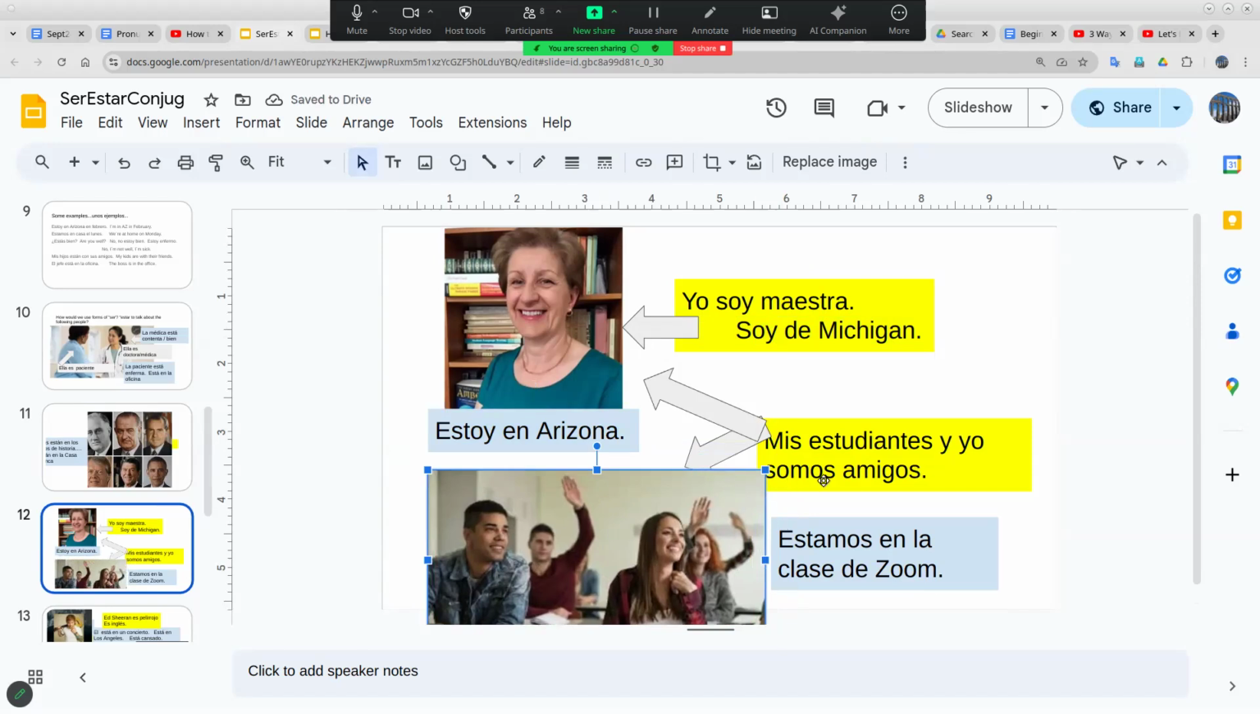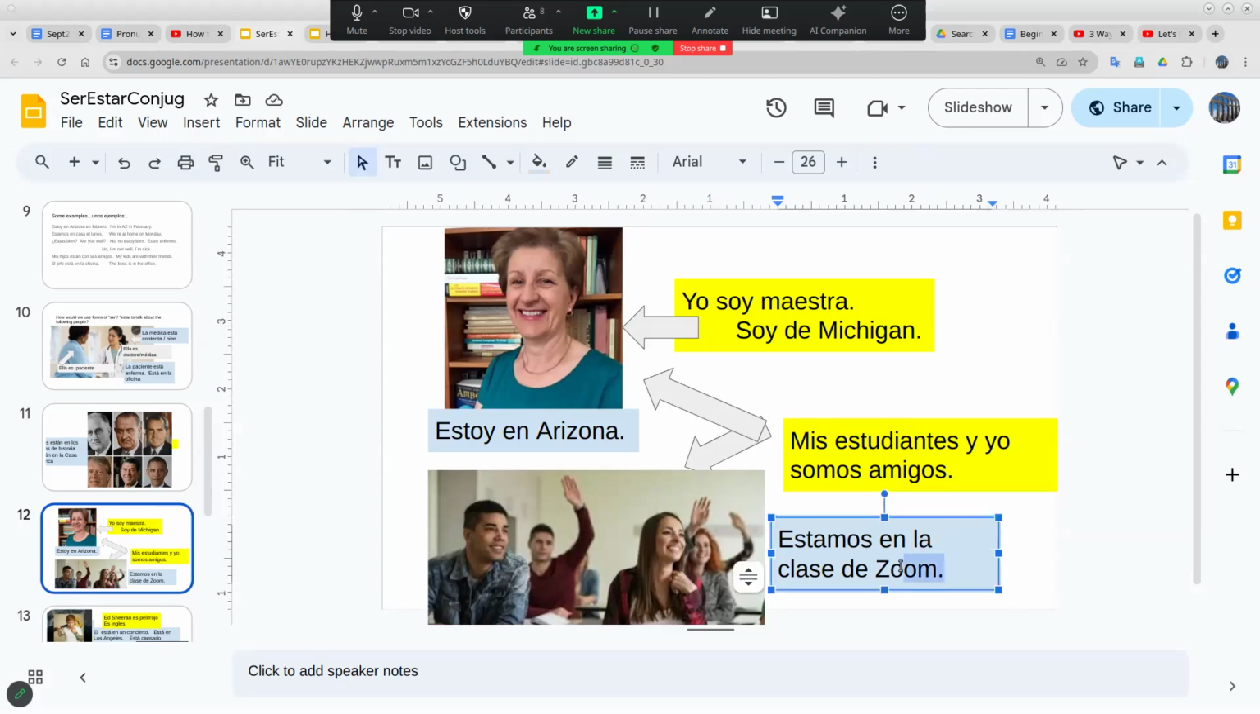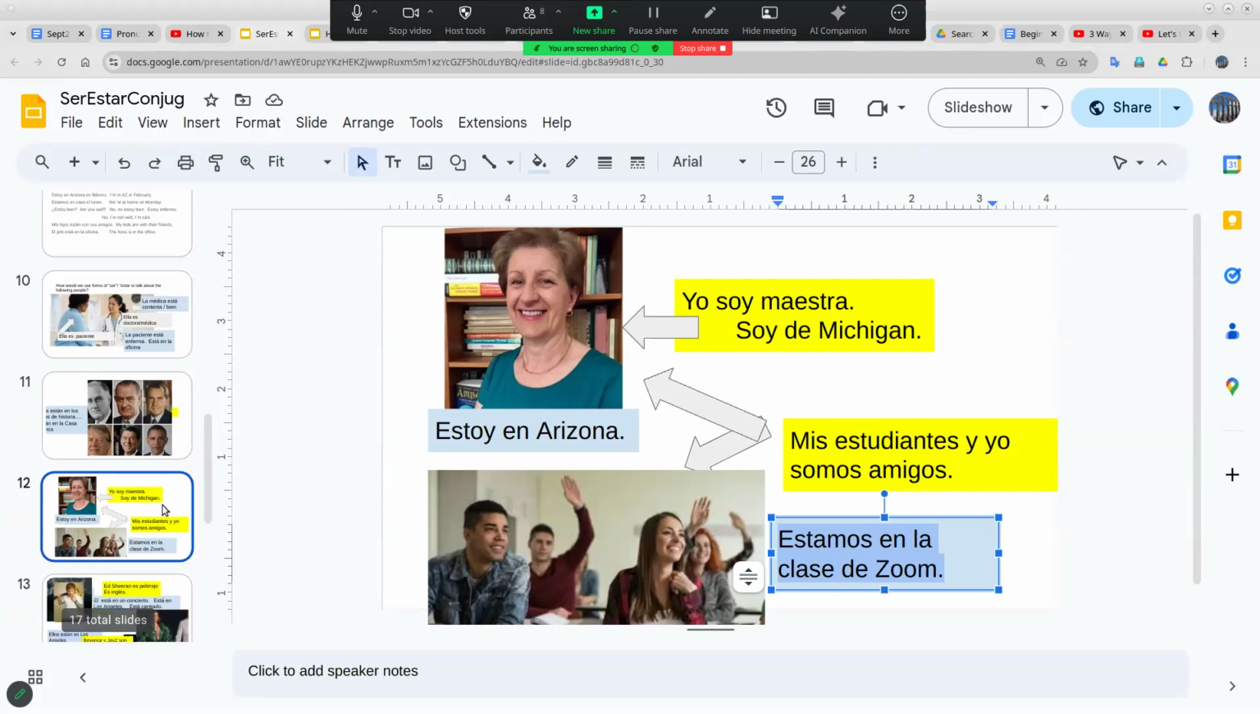And if we're talking about context, I'm going to move my box over a little bit. Mis estudiantes, if I'm talking about more than one student, mis estudiantes y yo, I'm putting myself in with my students, somos amigos. My students and I are friends. I add myself to a group, somos amigos. Our relationship, somos amigos. See? But if I talk about location, I switch to estar. Estamos en la clase de Zoom. We're in a Zoom class. That's talking about a location. See? Bien? Vale. More examples.